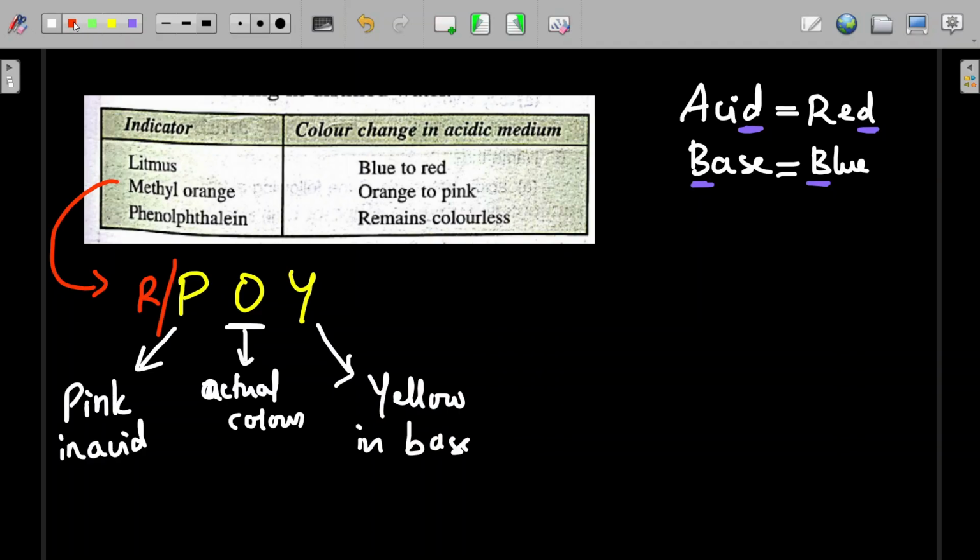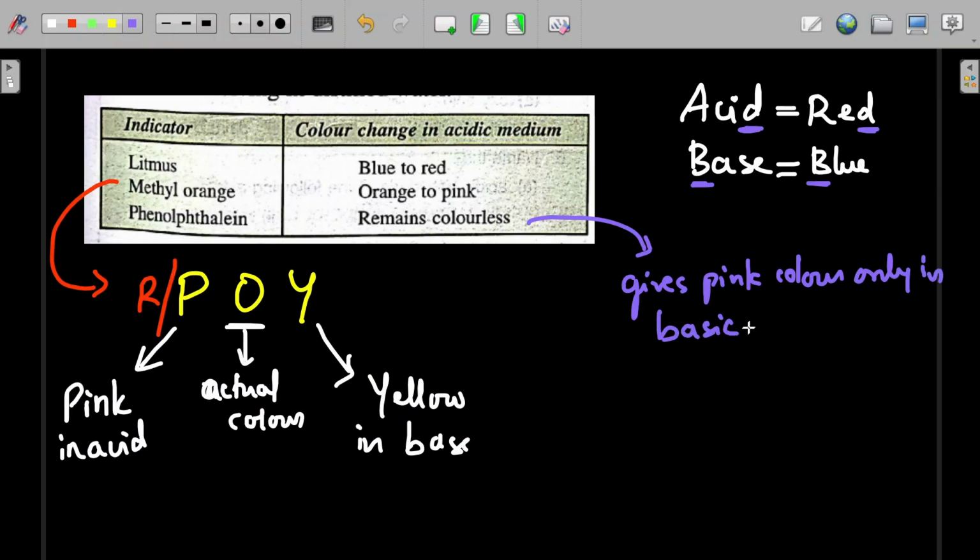Okay. Lastly, phenolphthalein. Phenolphthalein gives pink color only in basic solution. In all other cases it remains colorless. So you just remember that phenolphthalein will give you pink color only in basic solution. In all other cases it is colorless.